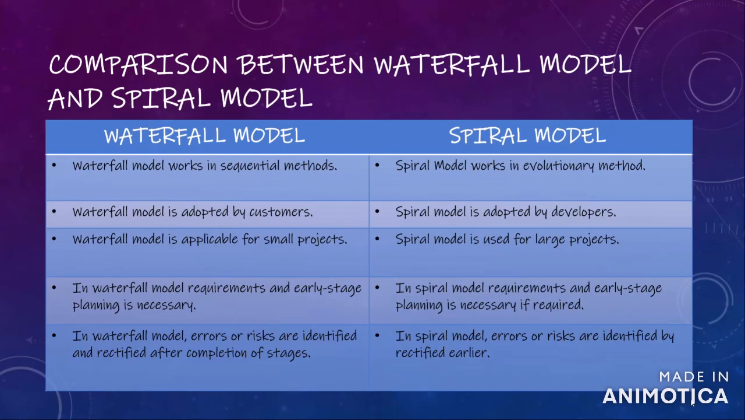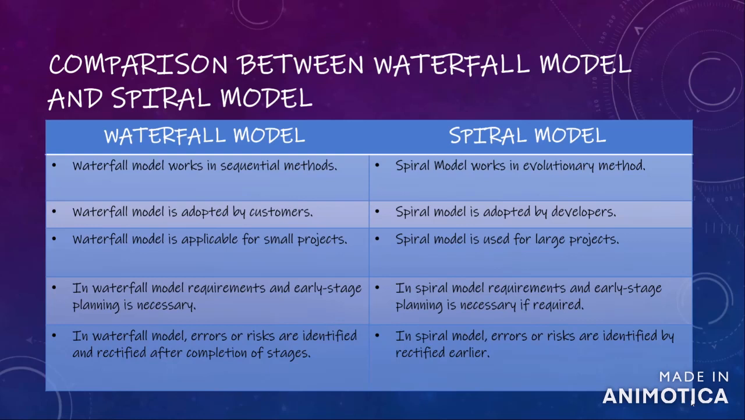This is the comparison between waterfall model and spiral model. Waterfall model works in sequential methods, but spiral model works in evolutionary method. Waterfall model is adopted by customers, but spiral model is adopted by developers. Waterfall model is applicable for small projects, but spiral model is used for large projects.